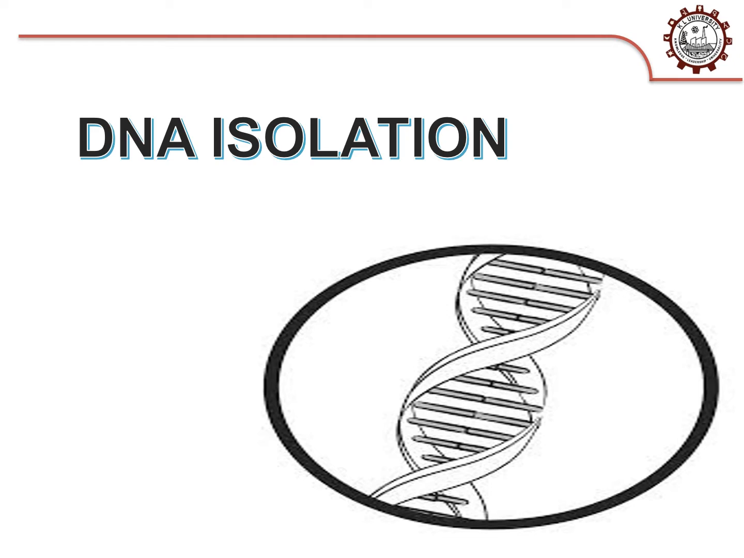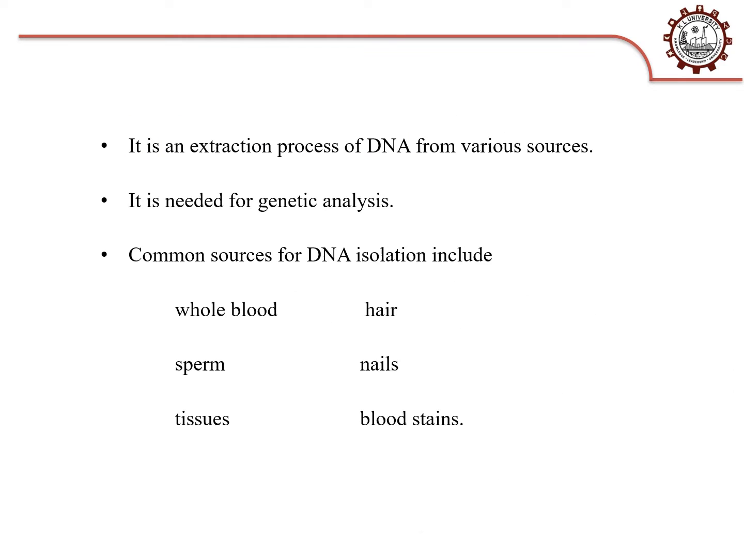Today we will discuss DNA isolation. DNA isolation depends on the source, age, and size of the sample. The main aim is to separate DNA present in the nucleus of the cell from other cellular components. It is an extraction process of DNA from various sources. It is needed for genetic analysis, which is used for scientific, medical, and forensic purposes.